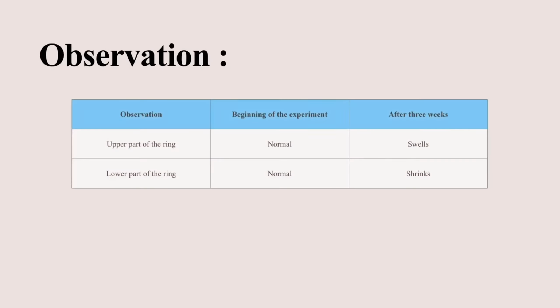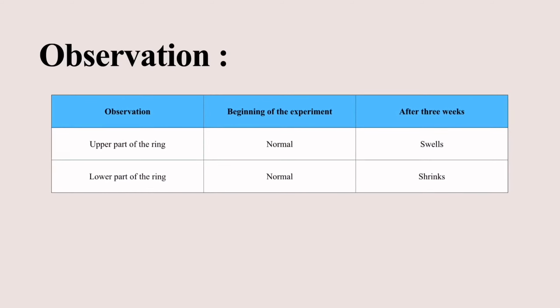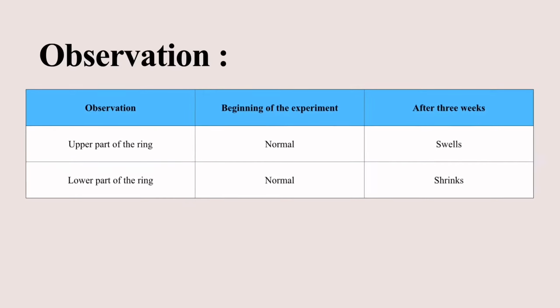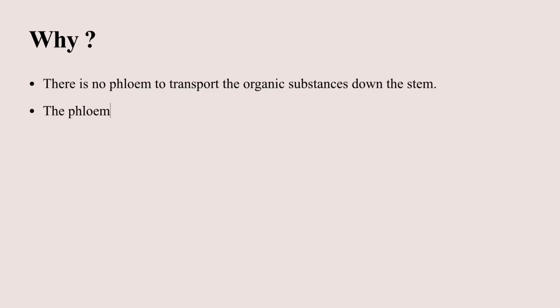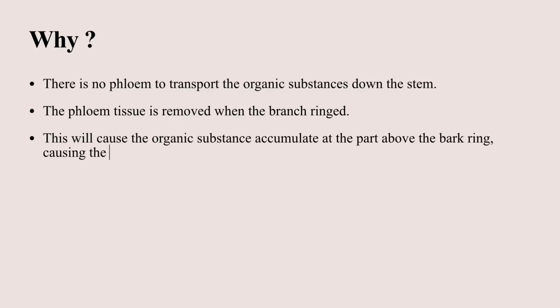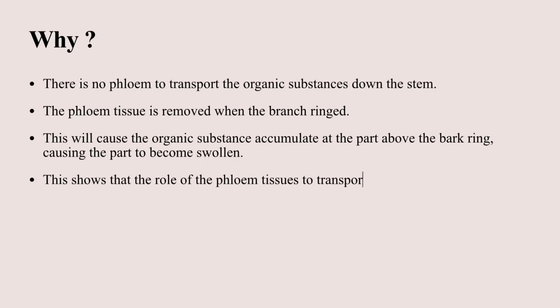During the experiment conducted, we can observe that the upper part of the ring swells after 3 weeks, while the lower part of the ring shrinks. Why did it happen? This is because there is no phloem to transport the organic substances down the stem. Other than that, the phloem tissue is removed when the branch breaks. Then, this will cause the organic substance to accumulate at the part above the bud ring, causing the part to become swollen. Lastly, this shows the role of the phloem tissues to transport organic substances from the leaves to all parts of the plant.